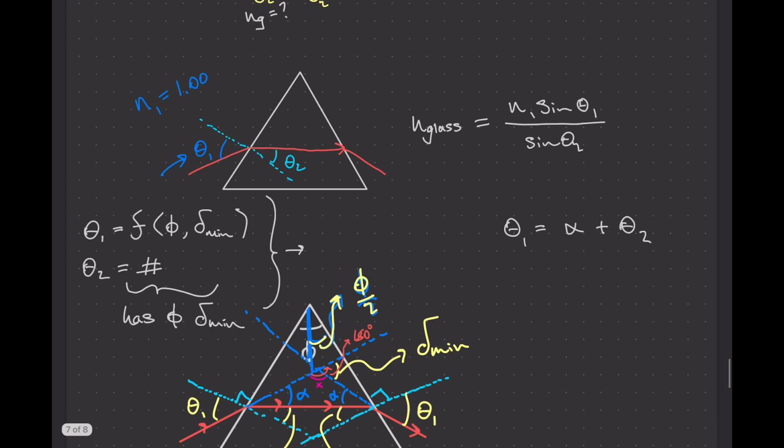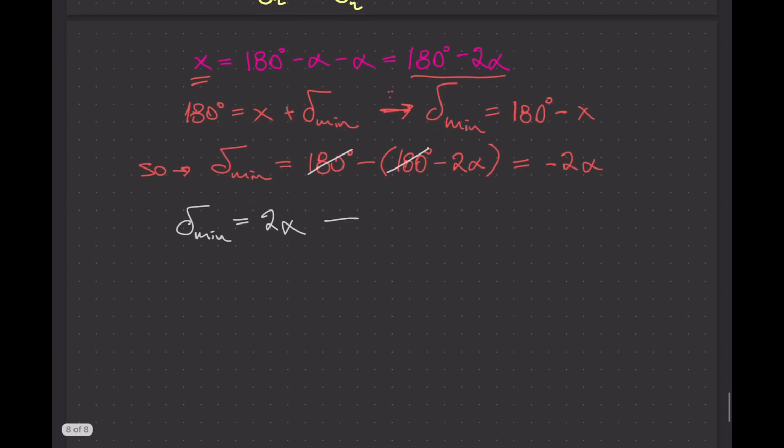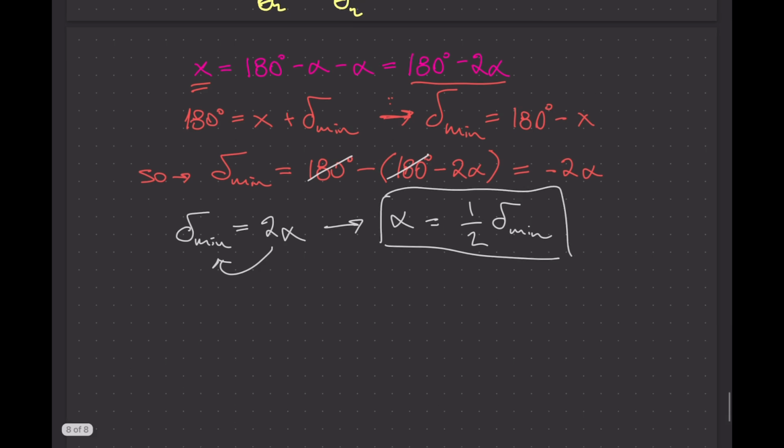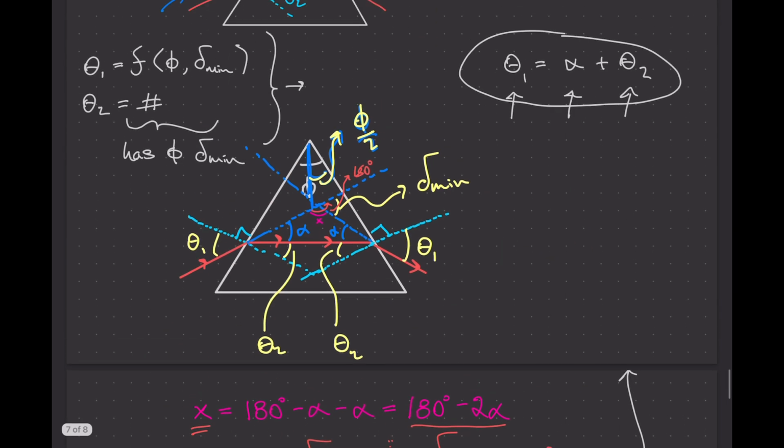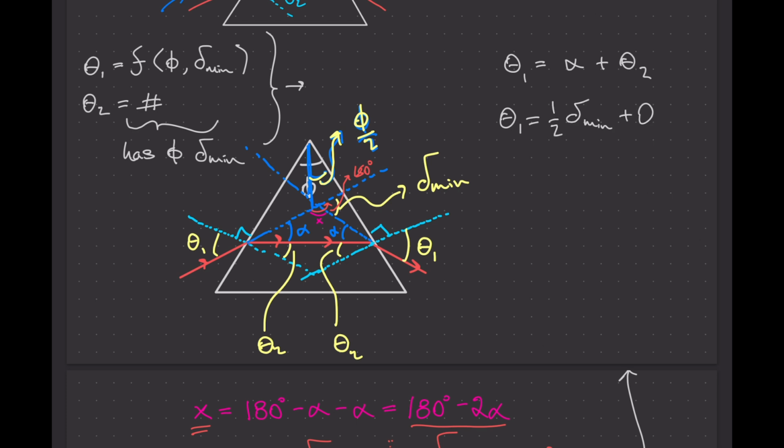Okay, so why is that useful? Well, let's go back over here to look at the first thing we started with, which is theta 1 is equal to alpha plus theta 2. So now if I divide 2 onto this side, I have alpha is equal to 1 over 2 delta min. And I can now take this and plug it into the thing I had up here, right here. So I now have theta 1 is equal to 1/2 delta min plus theta 2. Okay, I know that seems like a whole bunch of nothing, but pretty useful identity. You know what?